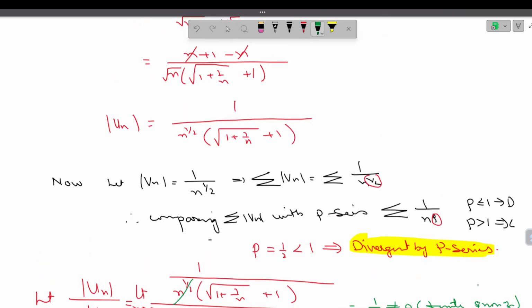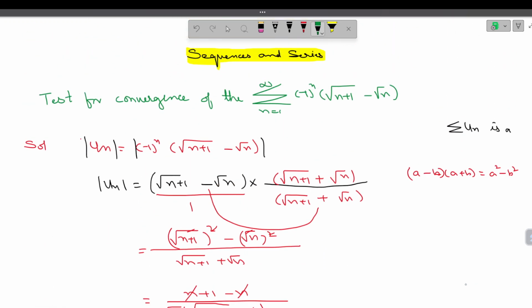So what we have done here is a special type of problem where, first, we rationalize the numerator. Second, we apply the mod. Why do we apply the mod? To make the series a positive term series. Why do we want a positive term series? Because we don't have many tests for alternating series. Only the Leibniz test is there, and it is only for monotonically decreasing alternating series.